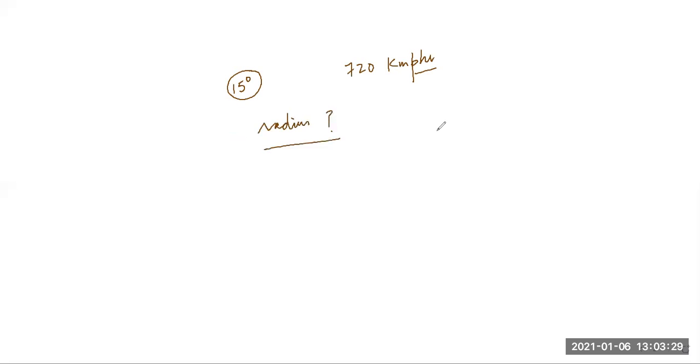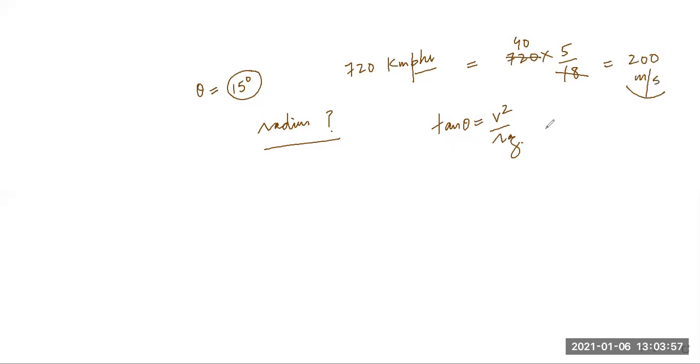So very simple. We will apply the same formula, tan theta is equal to v square by rg. Am I right? Here theta is 15 degrees. And v is 720. We can easily convert it to meter per second by simply multiplying by 5 by 18. Always remember. So 18 fours are 72, so this will be 200 meter per second. This is the velocity.